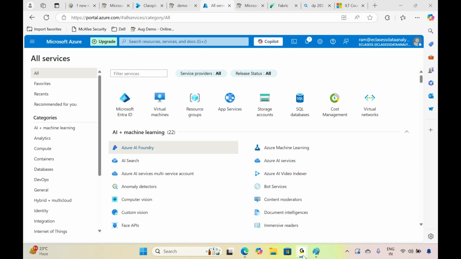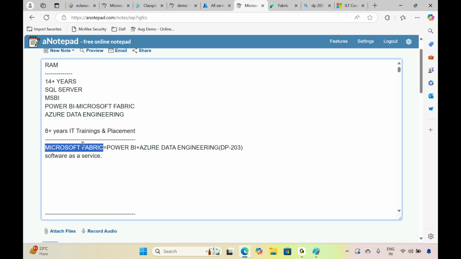I hope it's clear for everyone. That means there is no more Azure data engineering going forward. Everyone has to move into Microsoft Fabric only. Microsoft Fabric contains everything you have as a part of Azure data engineering. Along with these Azure data engineering software services, Microsoft Fabric contains Power BI also.